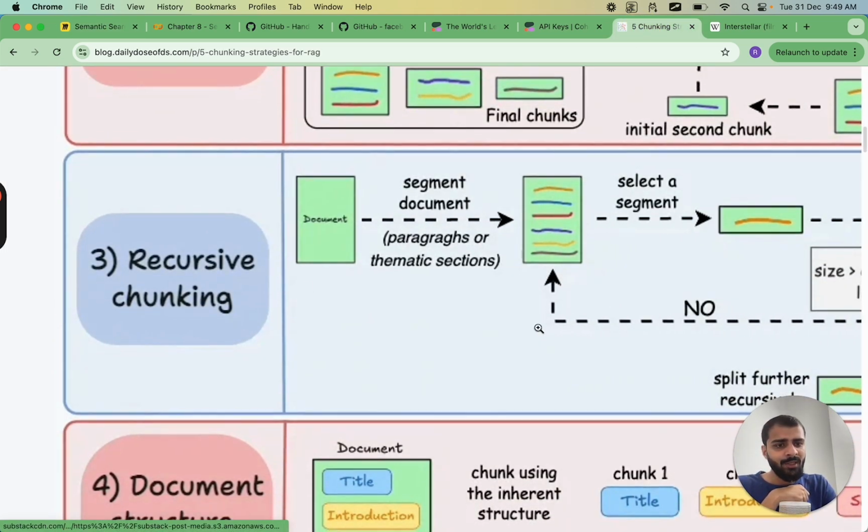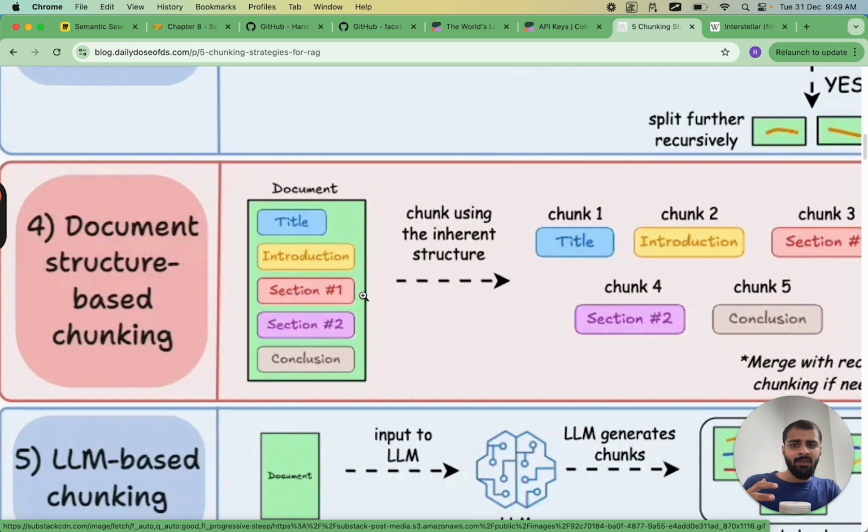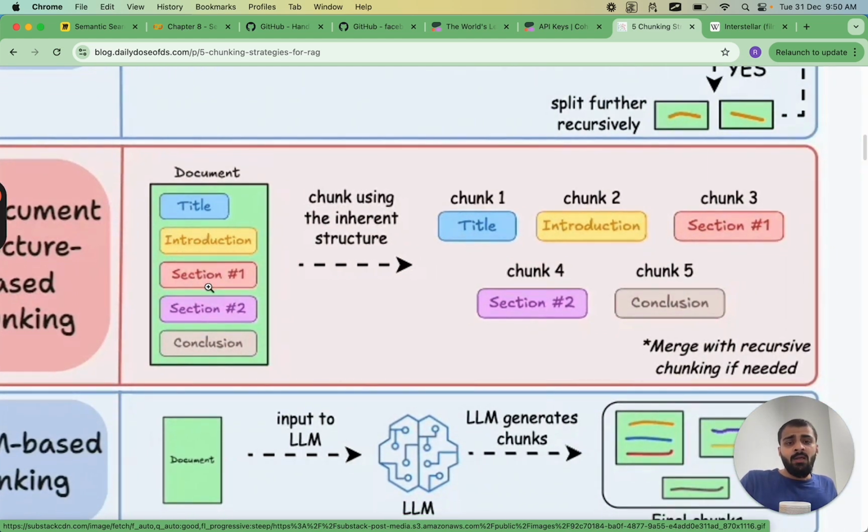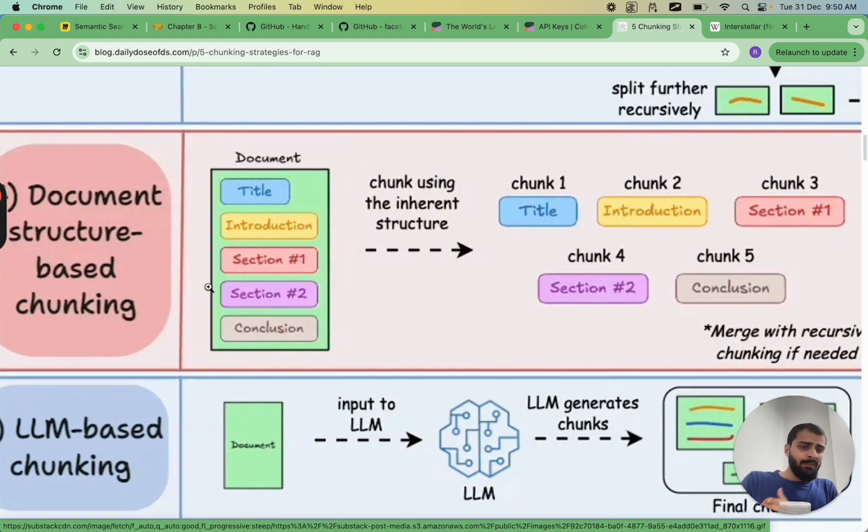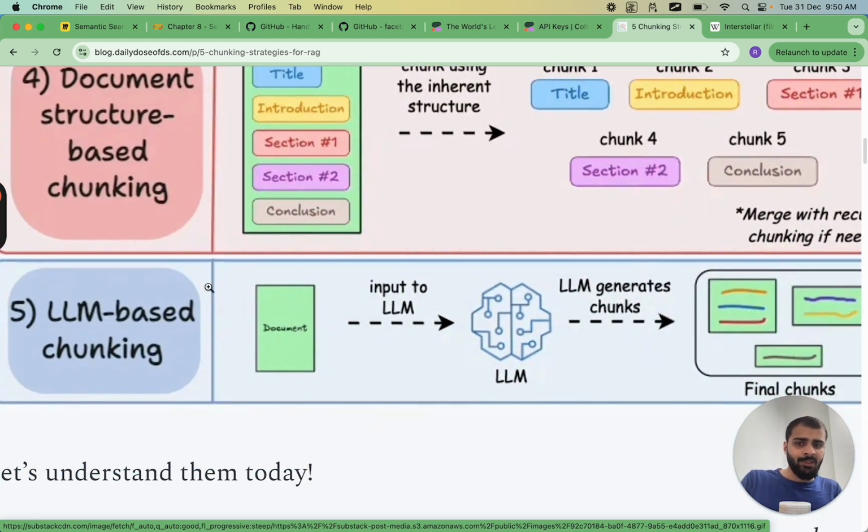That's recursive chunking. Fourth is document-based chunking, or document structure-based chunking, where you look at a document, let's say it has title, introduction, section 1, section 2, conclusion. Each of these will be a separate chunk. So the title will be a separate chunk, the introduction will be a separate chunk, section 1 and section 2 will be separate chunks, and the conclusion will be a separate chunk, let's say.